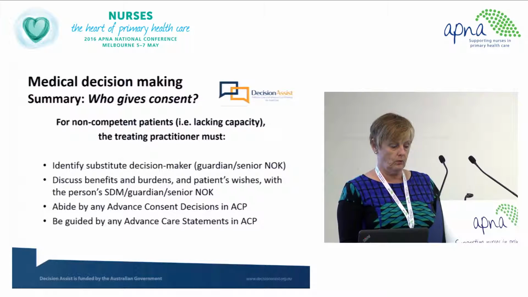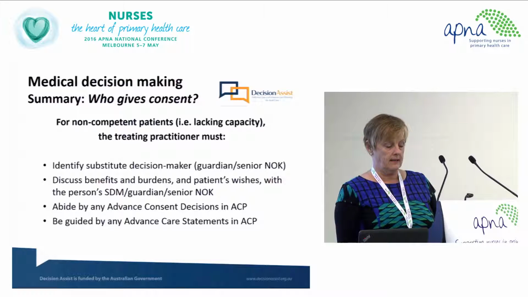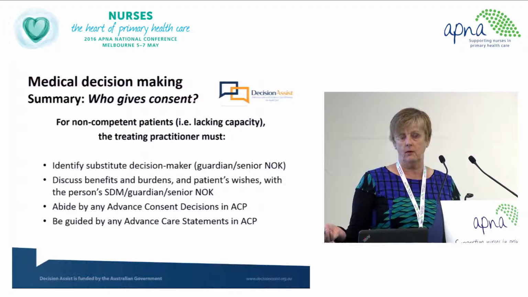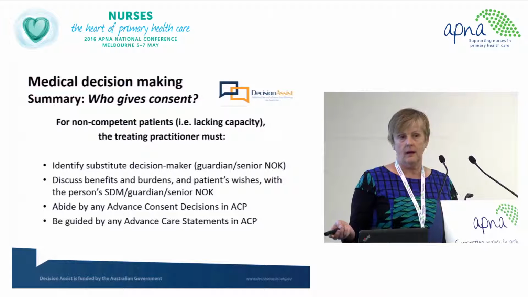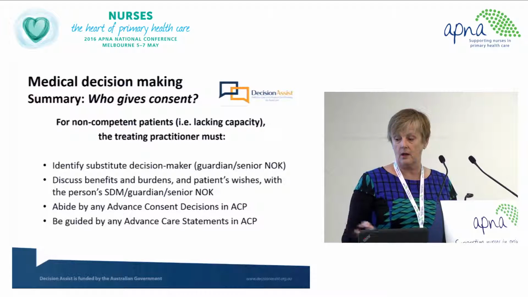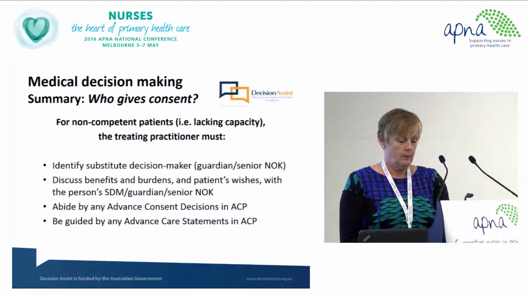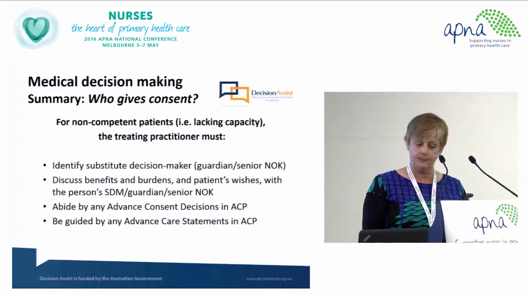So in summary, who gives consent? For non-competent patients, the treating practitioner must identify a substitute decision maker and discuss the benefits and burdens with them. And there's a responsible person hierarchy, and in your packs we've given you lots of handouts, but there are also some resources up here on the counter. There's a Take Control book which is for Victorian participants, and there's also another resource from the AMA which Mary will be referring to. But the Take Control book has the responsible person hierarchy, but that's also in your packs.